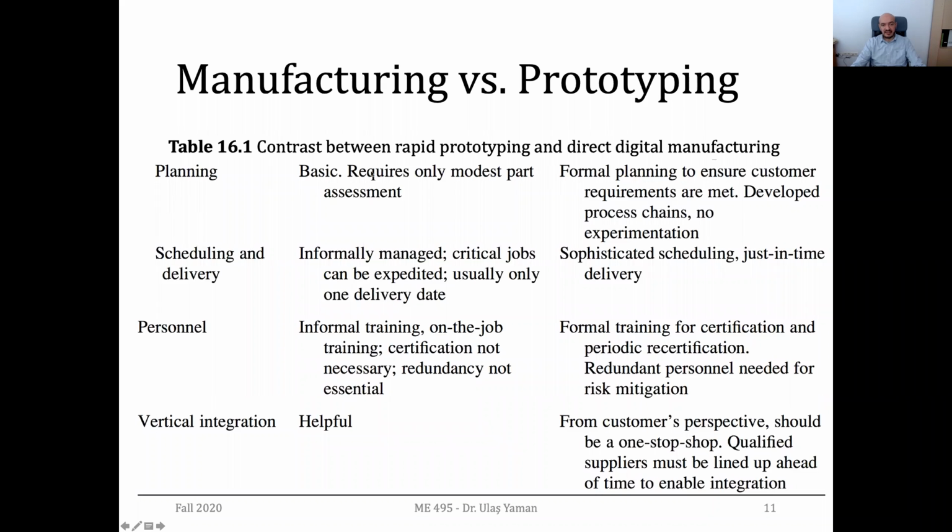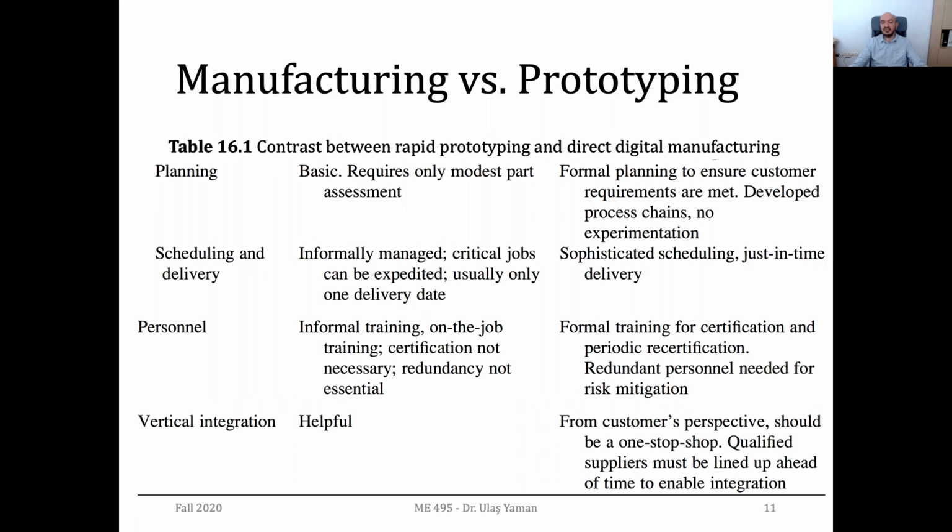In terms of planning, again, Rapid Prototyping companies are much simpler, but direct digital manufacturing companies need formal, professional process plans and process chains while they are producing such products. In terms of scheduling and delivery, Rapid Prototyping companies don't have professional delivery or scheduling systems, but it's much more sophisticated in direct digital systems.